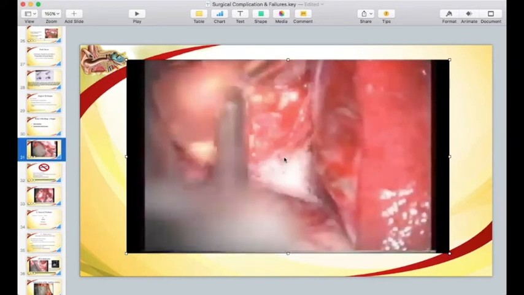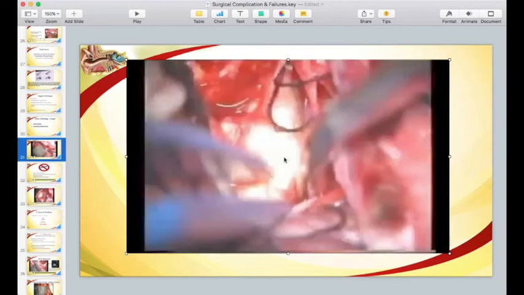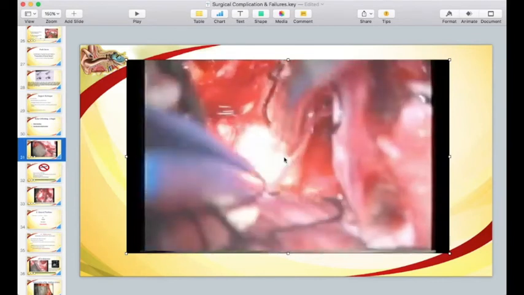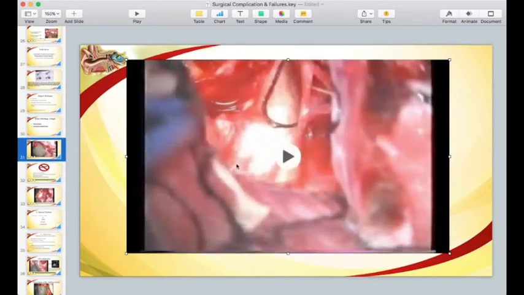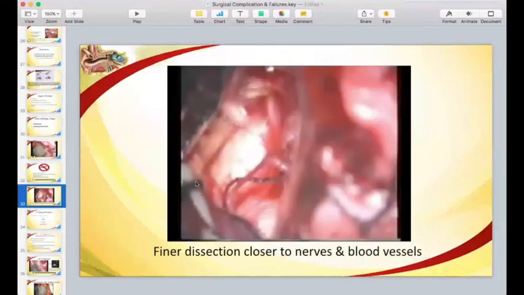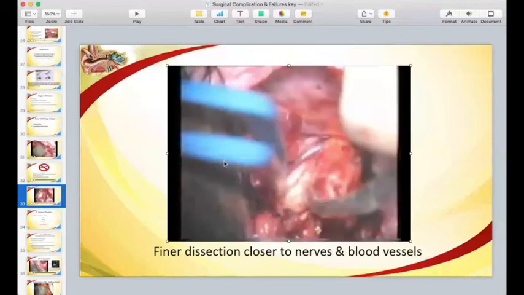I'm using a CUSA, which is an ultrasound aspirator, to reduce the tumor bulk from within and quickly go down and just leave a shelf of tumor at the capsule of the tumor, so that I don't get outside the arachnoid. So when you are doing major tumor debulking, you must be careful when you are using the CUSA so that you don't perforate the tumor capsule and the arachnoid layer. So leave a shelf of tumor capsule always behind, and then when you come to the last bit of the tumor, you can see the facial nerve right over there. That's the facial nerve, beautifully preserved.